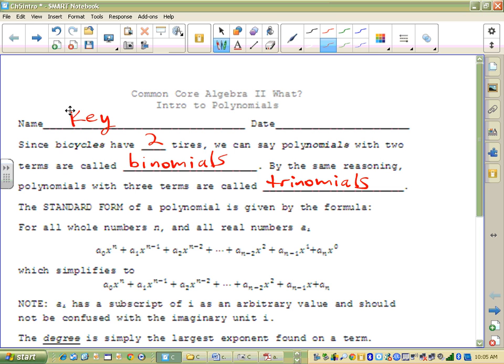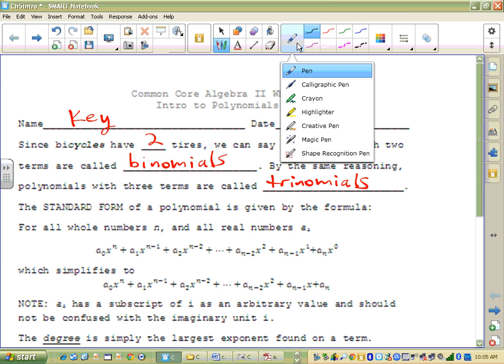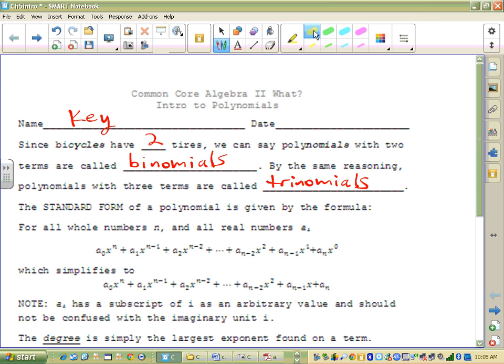The standard form of a polynomial, this formula really scares a lot of people. For all whole numbers n, let me highlight that, that's real important. Now, n is an exponent, okay? So, whole numbers, 0, 1, 2, 3, 4, 5, 6, 7, 8, 9, not fractions, not decimals, not negative numbers.